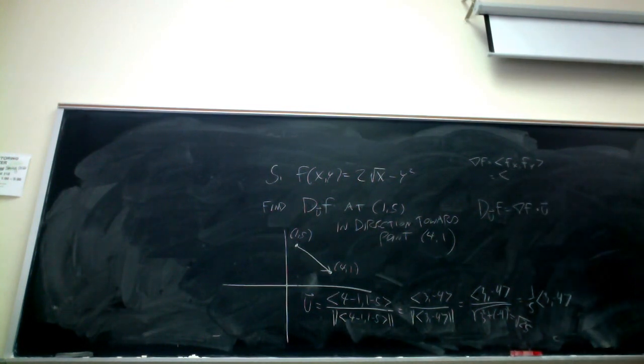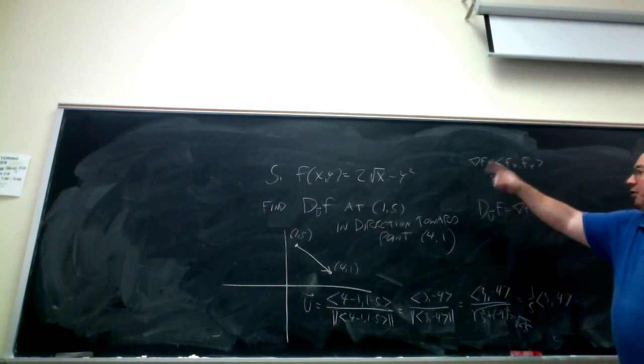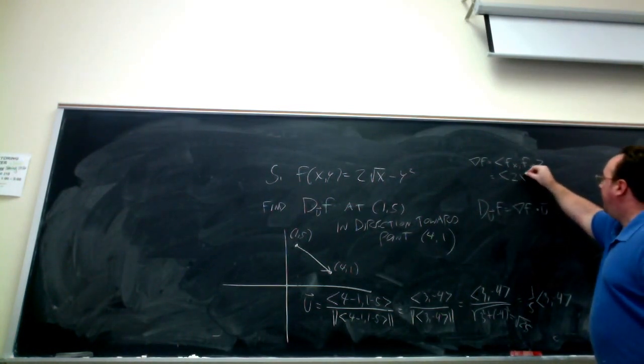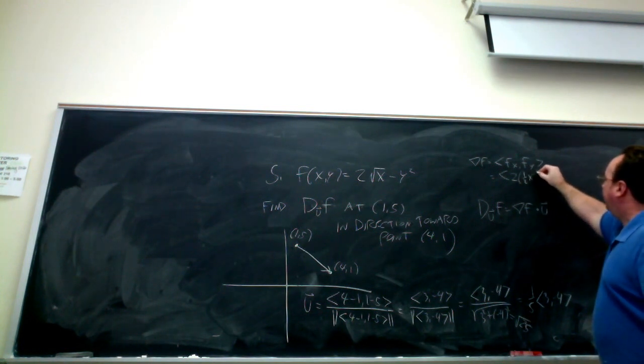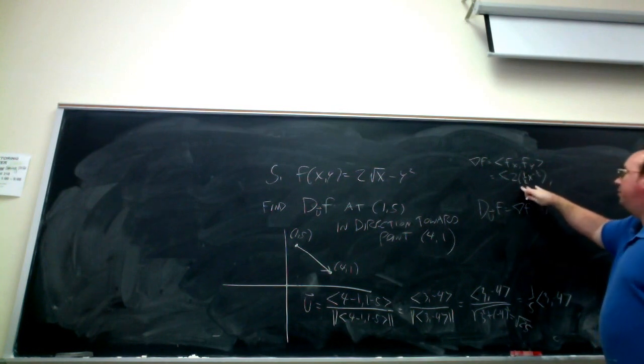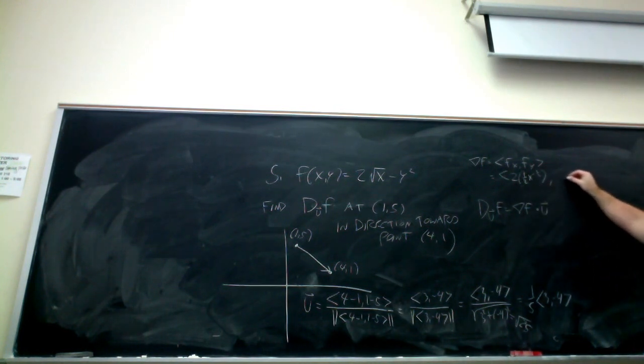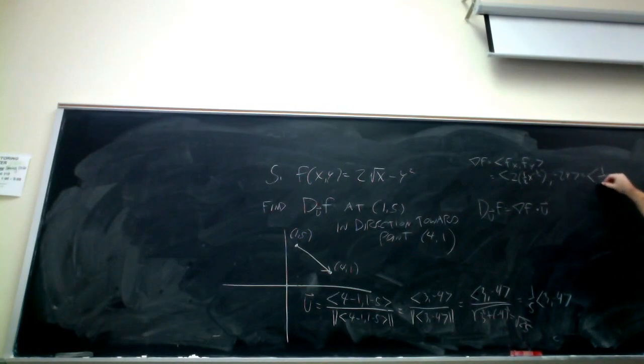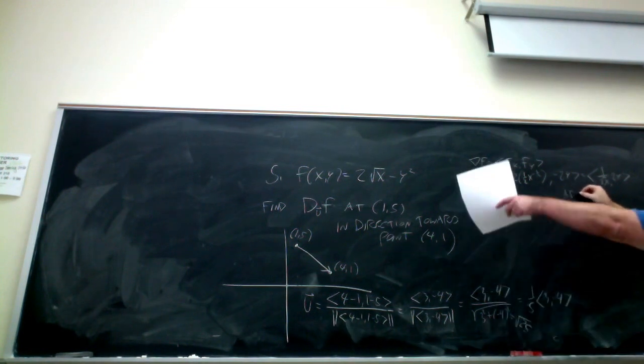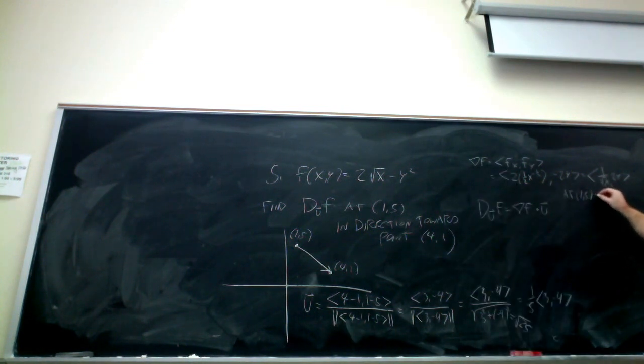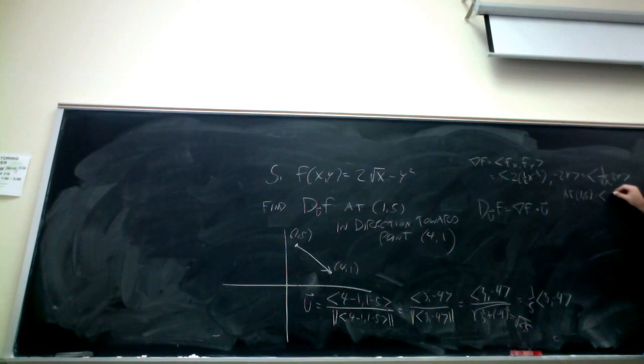What are those? 1 over the square root of x. Yeah, because you have 2x to the 1/2, so you have 2 times 1/2 x to the minus 1/2, and that's all for df dx, and then for df dy, minus 2y. So 1 over square root of x and minus 2y, and you plug in the point you're given, 1, 5 in this case, so we get 1 and minus 10.